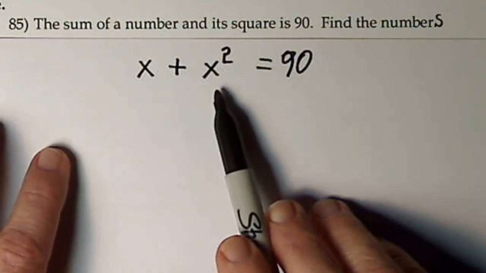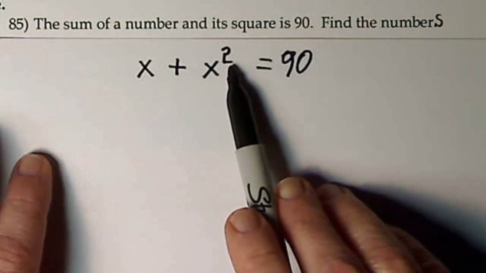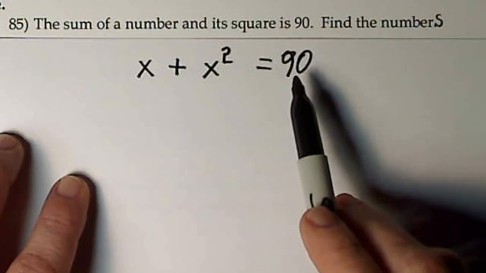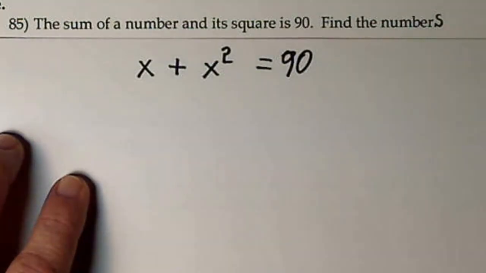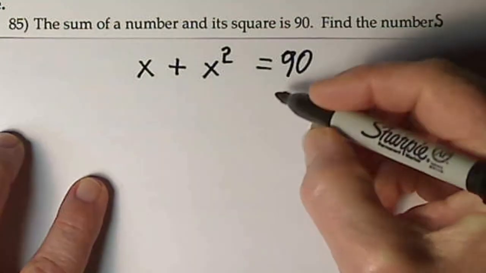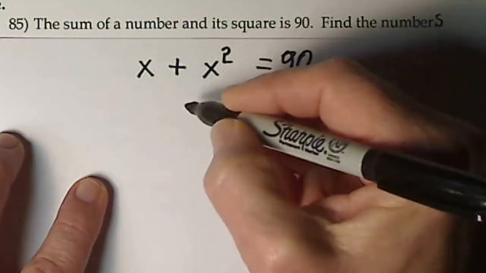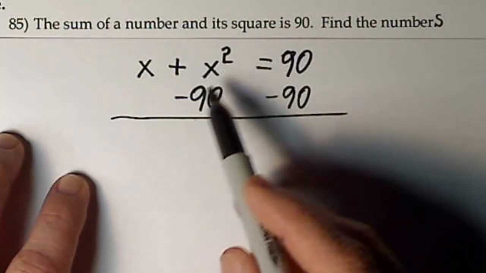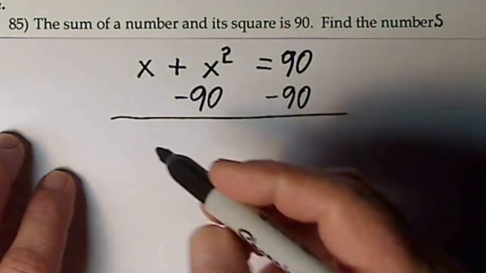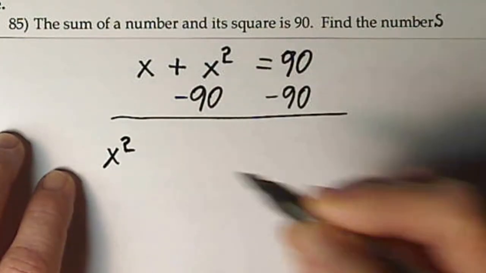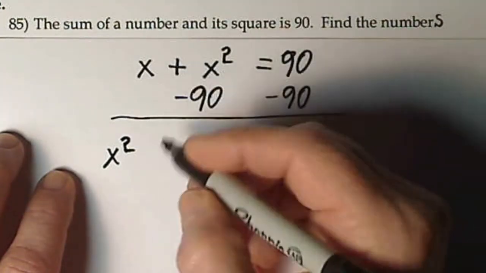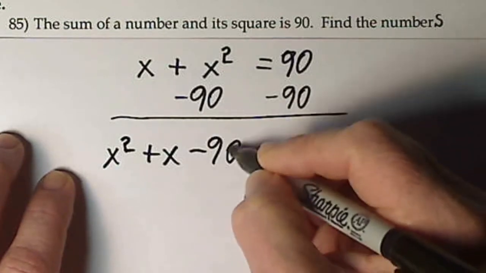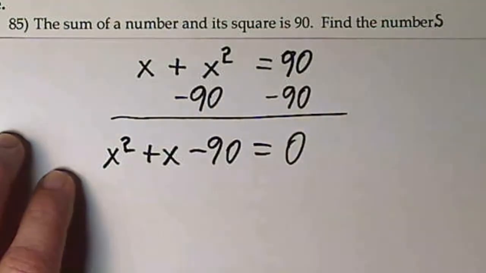We want to solve for x, and if you have an exponent of 2, so far the only thing we've learned is the zero factor property. So that means I need this to equal 0. So I've got to get rid of the 90, so we'll subtract 90 from each side. Let me rearrange this in descending order as I proceed. So x squared first, and then plus x, that's positive, minus 90 equals 0.